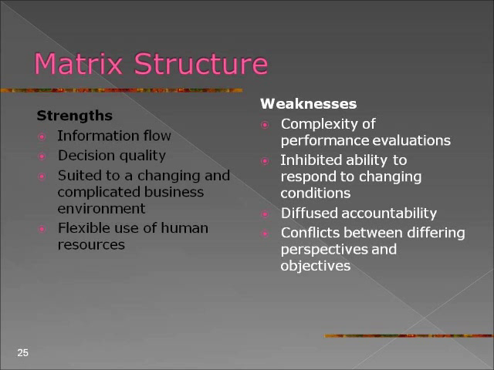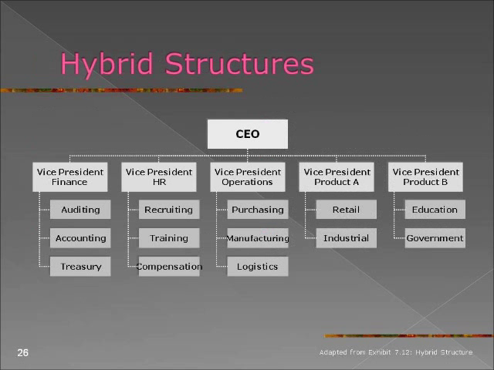Strengths and weaknesses for matrix structure are defined in this slide. Strengths are information flow, decision quality, suitability to a changing complicated business environment, and flexible use of human resources. While on the weakness side, it has complexity of performance evaluations, inhibits ability to respond to changing conditions, diffuse accountability, and conflicts between differing perspectives and objectives.